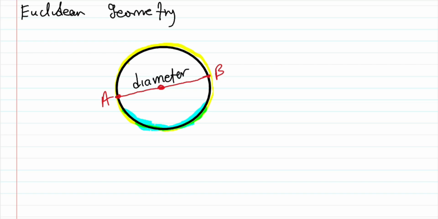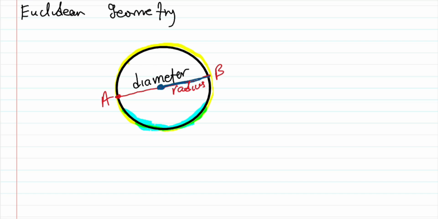Another important part of a circle you should know is a radius. A radius is just a line from the center to a point on the circumference of the circle. So it's a line from center to a point on the circumference of the circle. So this is a radius.